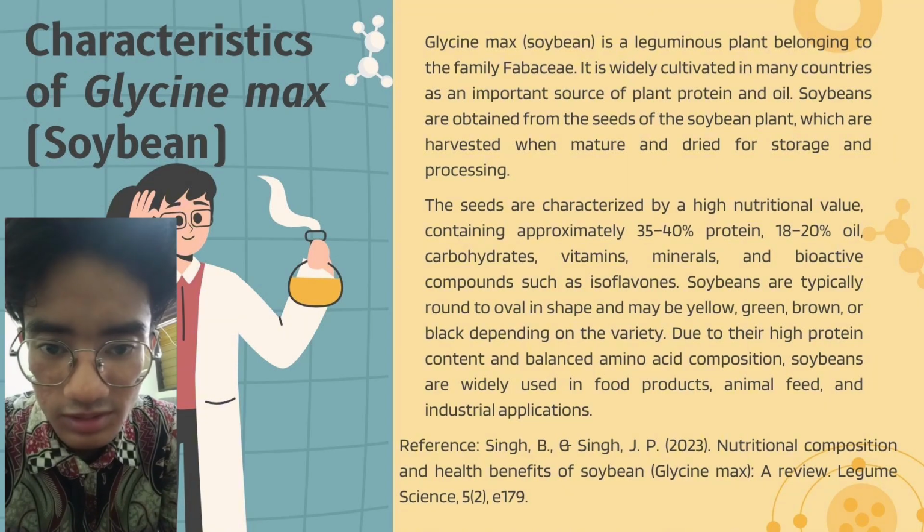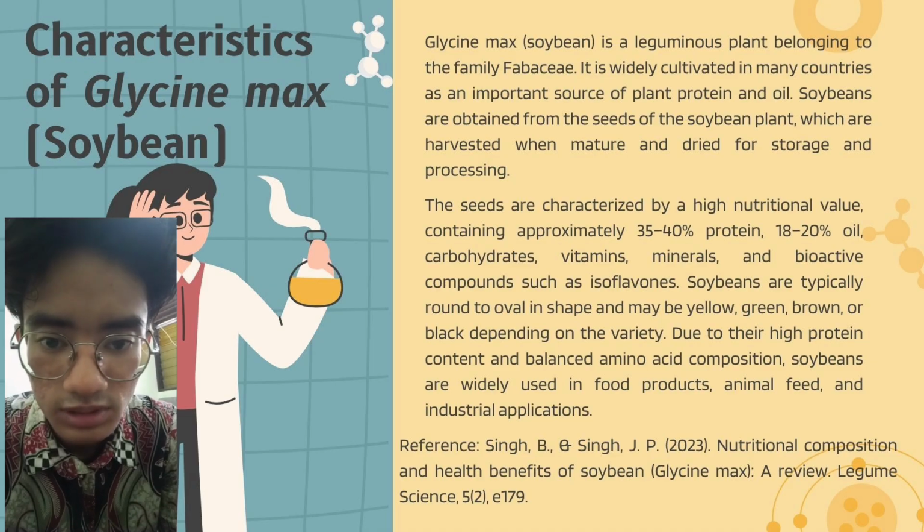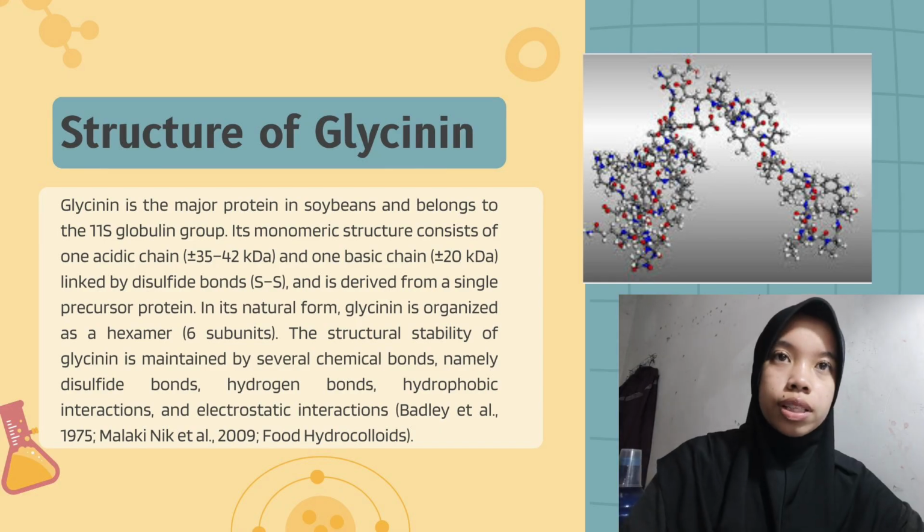Soybeans are typically round or oval shaped and have many colors like yellow, green, brown, or black depending on the variety, due to their high protein content and balanced amino acids. Soybeans are widely used in food products, animal feeds, and also some industrial applications. Structure of glycinin. Glycinin is the major protein in soybeans and belongs to the 11S globulin group.